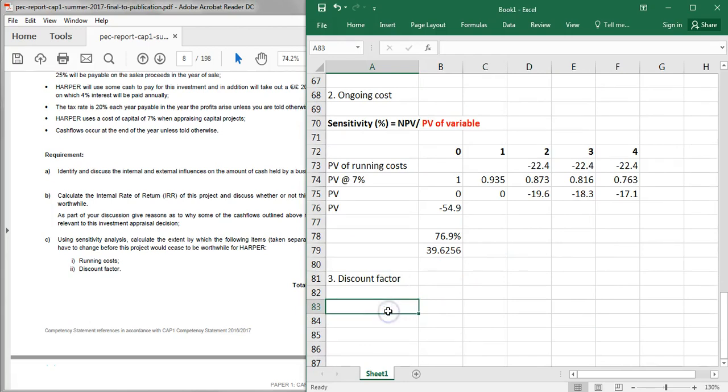The discount factor, or cost of capital, can rise by 1.3%, i.e. 8.3% less 7%, before the project becomes break-even. And that's a key point that you'll understand, that you know what the discount factor sensitivity is. It's comparing the current cost of capital to the IRR. So it was a good question covering sensitivity analysis and also covering IRR and NPV. All of them around the investment appraisal section of CAP1 Finance.